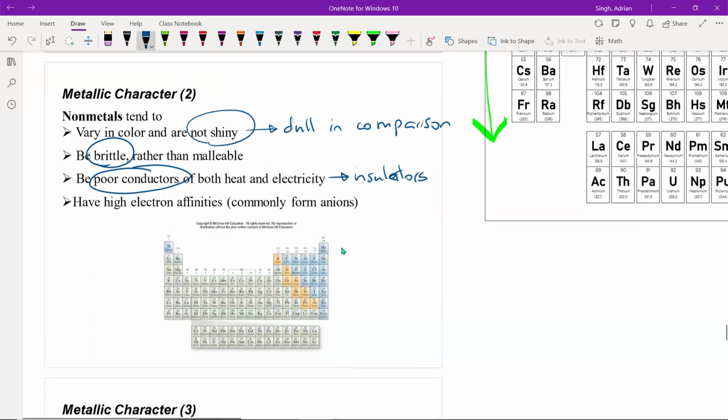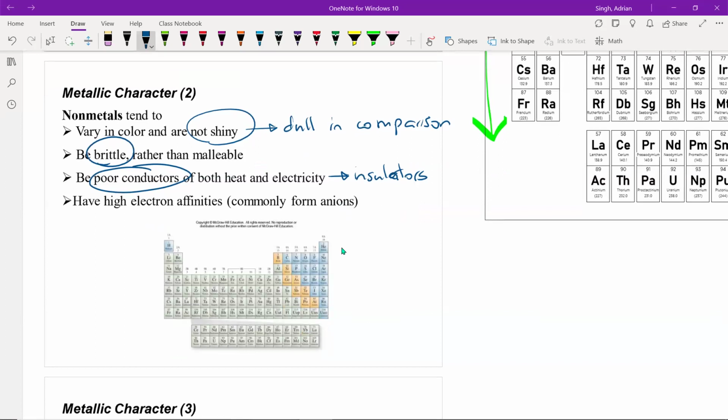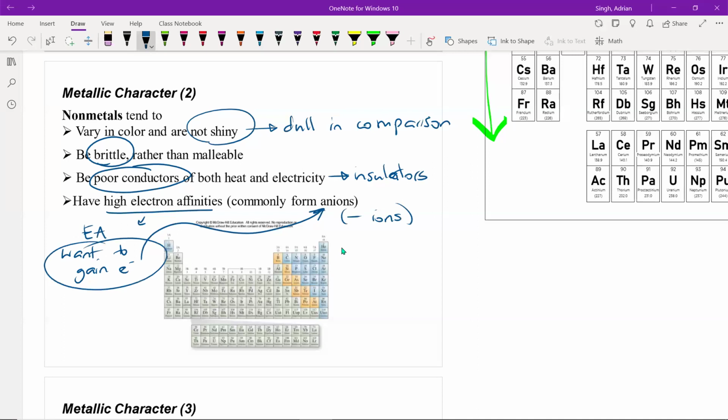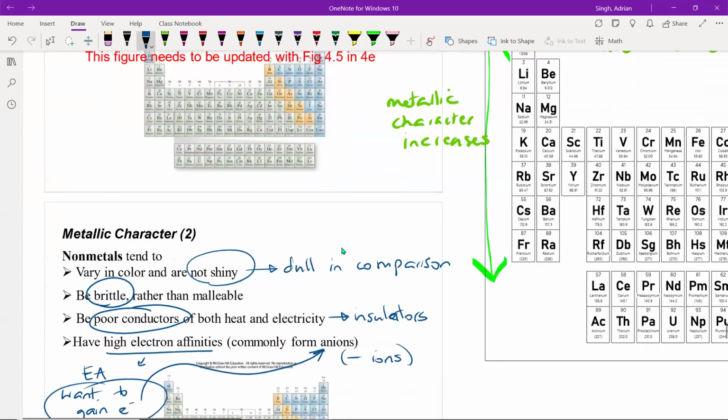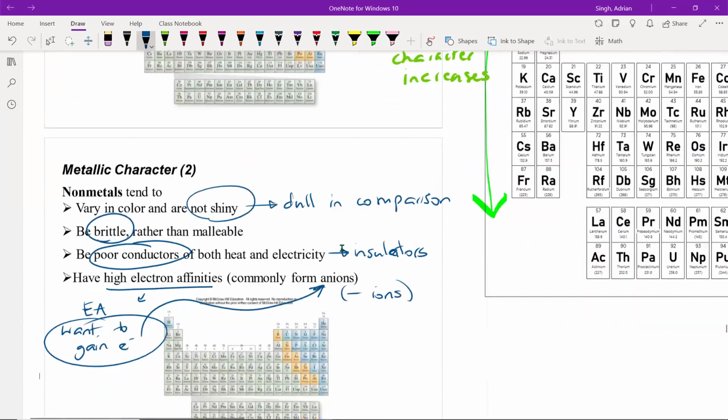In contrast to your metals as well, your nonmetals tend to have high electron affinities. Okay, so our EAs tend to be high values, which means that these want to gain electrons. Metals tend to lose electrons very easily in comparison. So if your nonmetals want to gain electrons, as a result, these will form then anions, which again are negative ions, right? Because now we're adding, it's very easy to add one or more electrons to them. And as a result, they form negative ions. So again, sort of polar opposite characteristics for your metals and the nonmetals.